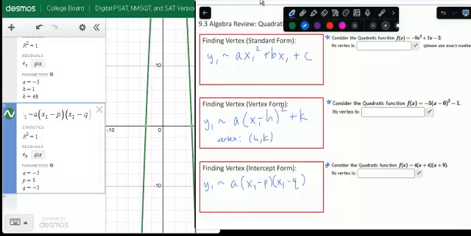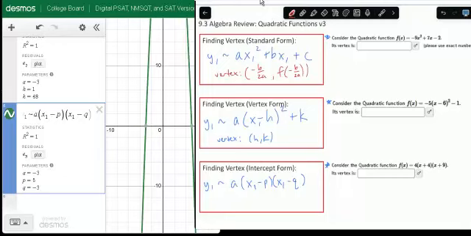rewrite how to find this, specifically how to find the vertex for each of these. Remember, the vertex in general form is negative b over 2a, and then evaluate the function for that. The vertex in vertex form is just h, k, so that stays. And then for intercept form, the vertex is the average of the x-intercepts, and then plug that number back into the function and evaluate to get your answers. The nice thing, or the easier thing with Desmos, is you can just sketch the graph, click on the vertex, and you have your answer.